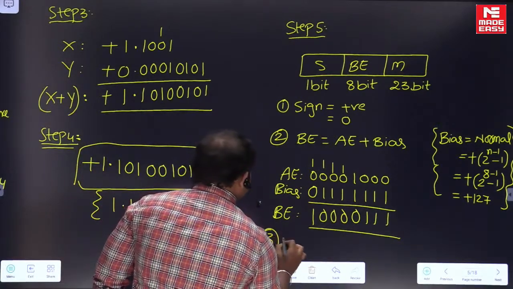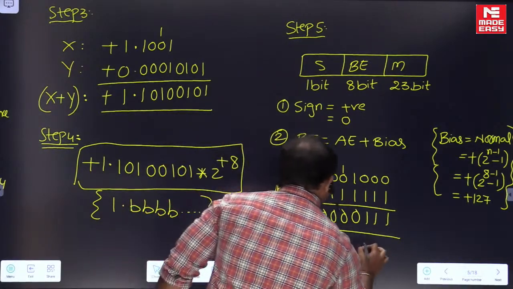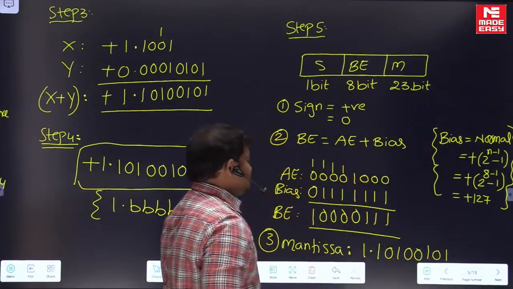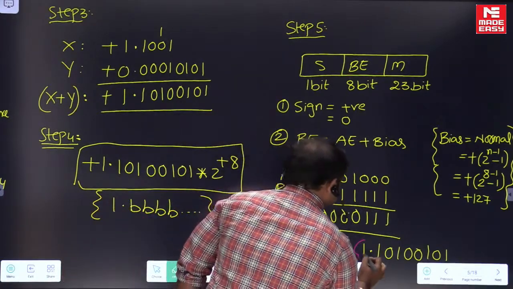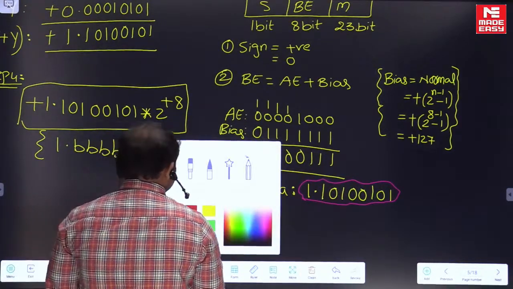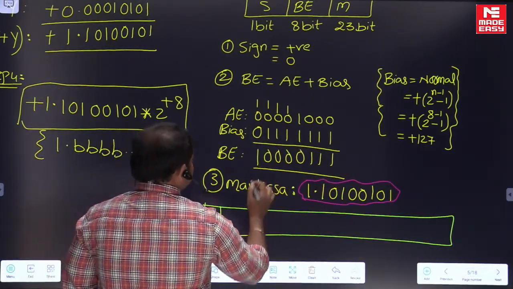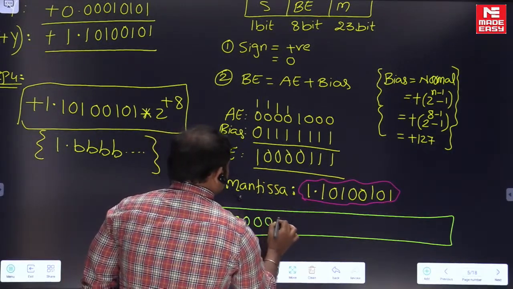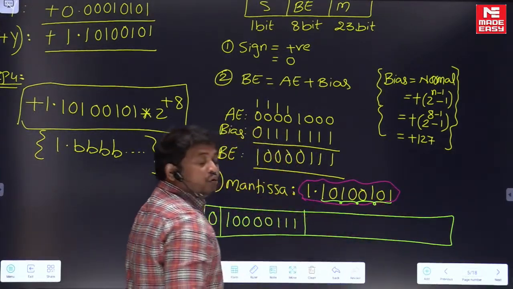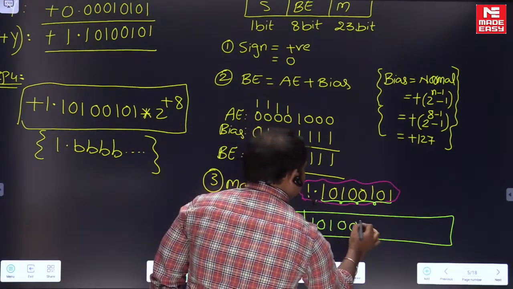Next, third one, Mantissa. Mantissa is already present in the normal format. What is the normal Mantissa? 1.10100101. This is the normalized Mantissa. Now store this information into the 32-bit format. Sign is positive, 0. BE is 10000111. Next Mantissa. Mantissa means only fraction part is stored. No need to store the valid bit. So fraction part 10100101.